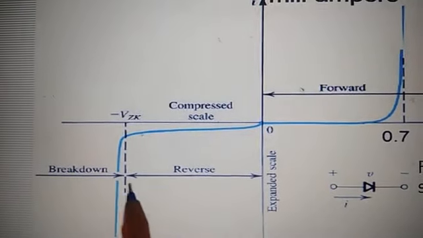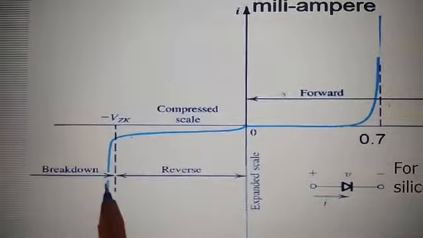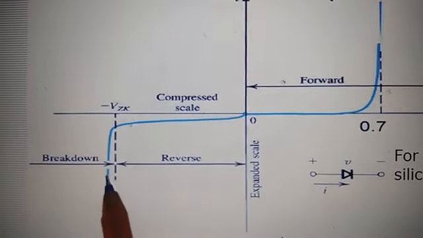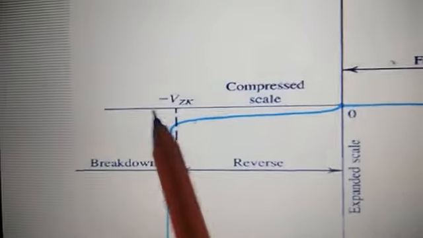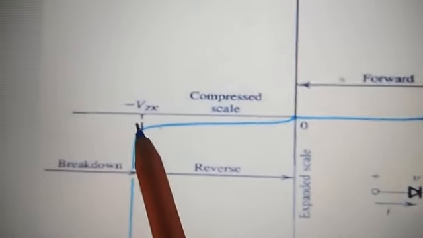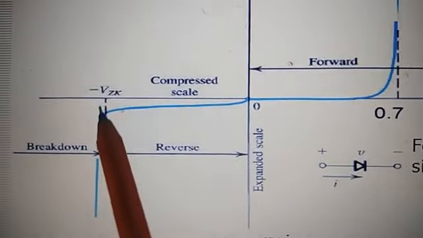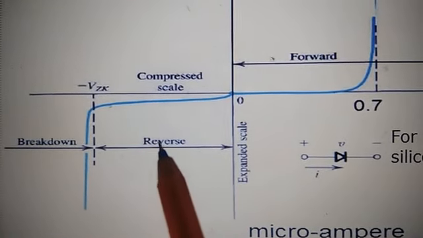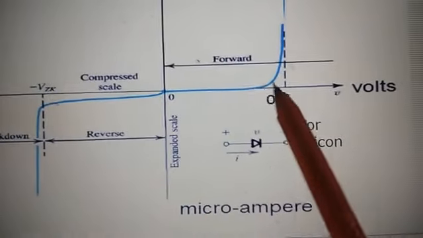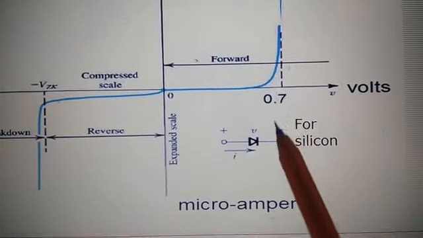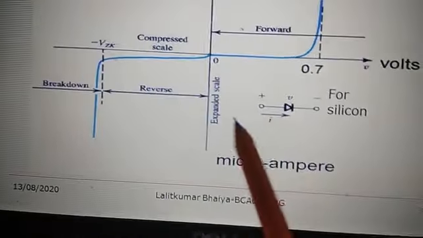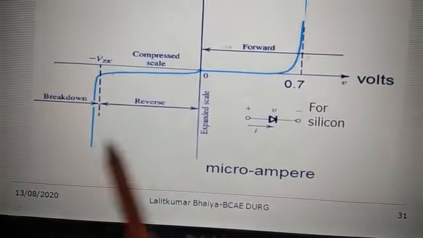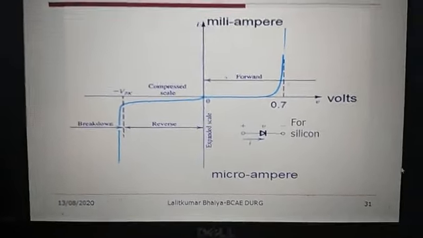This is called breakdown, from where the current suddenly falls down in reverse bias. This is called the breakdown voltage. Here it is written as breakdown voltage, VZK or VB, you can write anything, that doesn't matter. This is the reverse condition, and this is the forward condition, and this voltage is called the knee voltage. Here negative current, here positive current. This current is called the reverse saturation current, and it flows only in the case of a reverse biased diode.